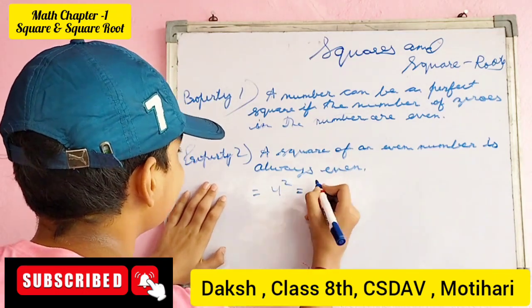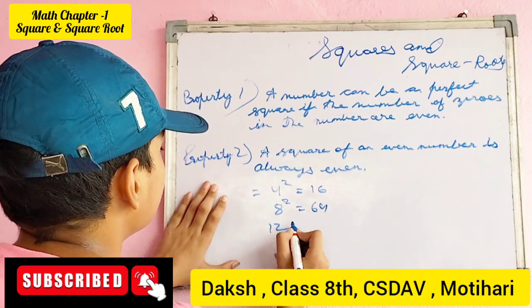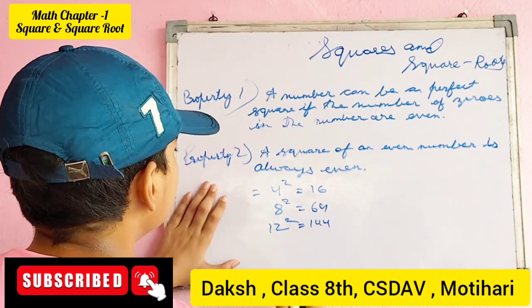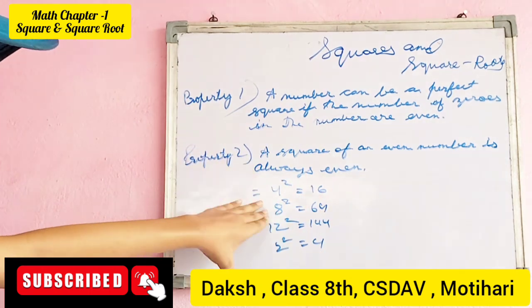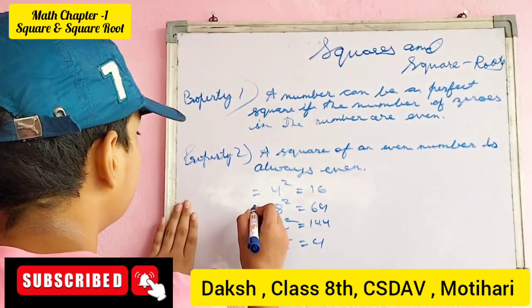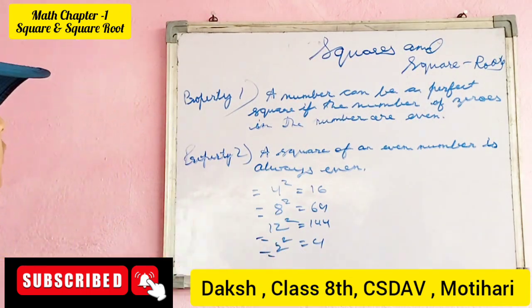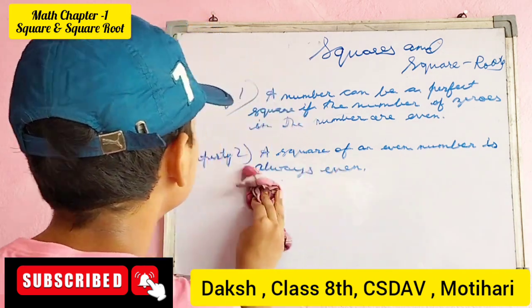4 square equals 16. 8 square equals 64. 12 square equals 144. 2 square equals 4. All these numbers over here are even numbers, and the squares of these numbers are also even numbers. So we can conclude that the squares of even numbers are always even.